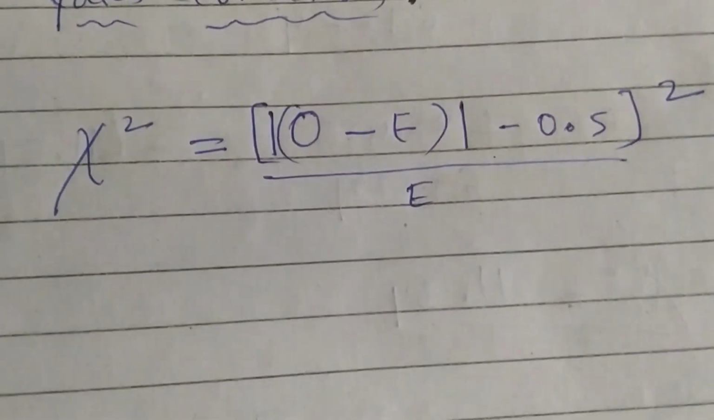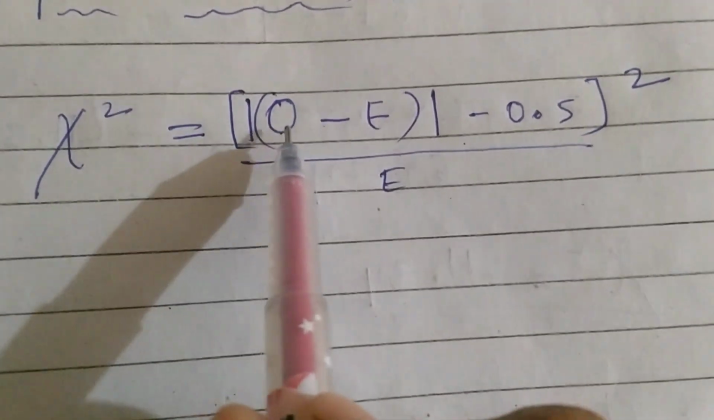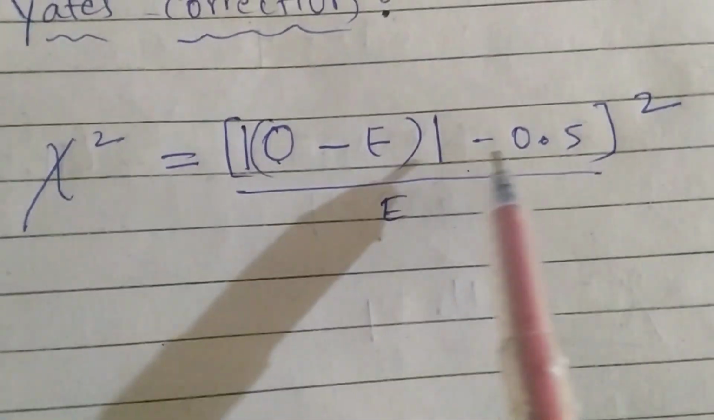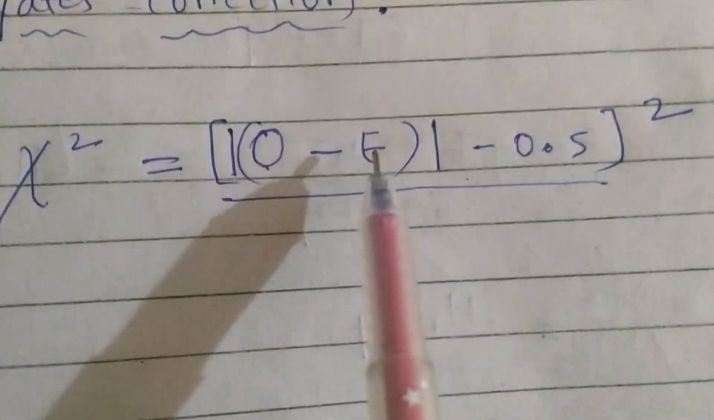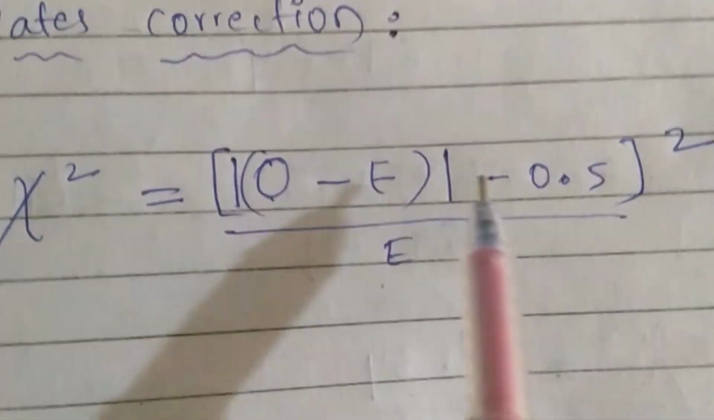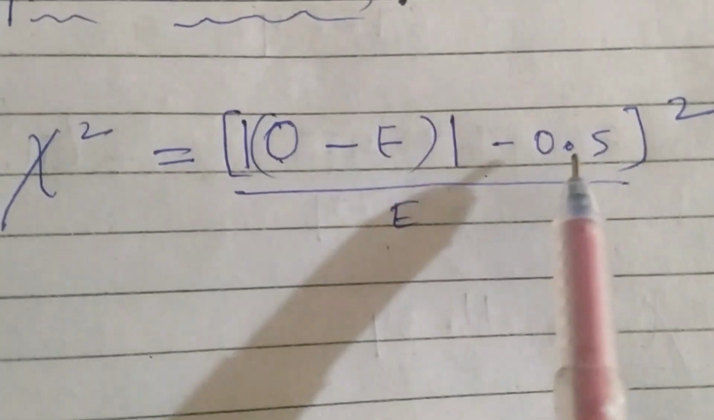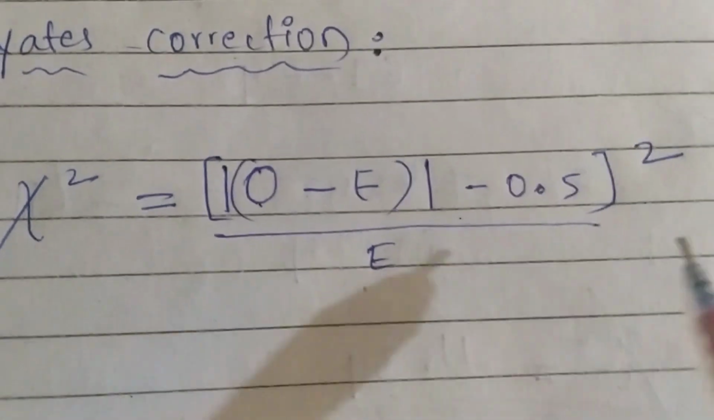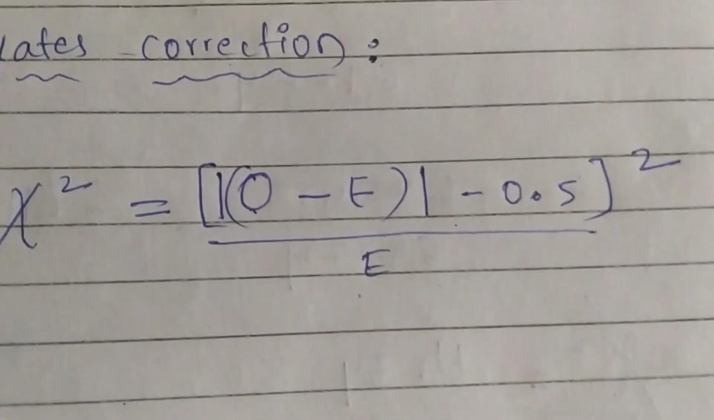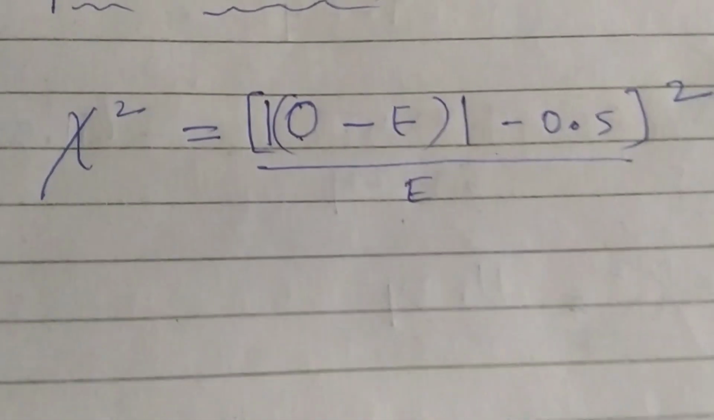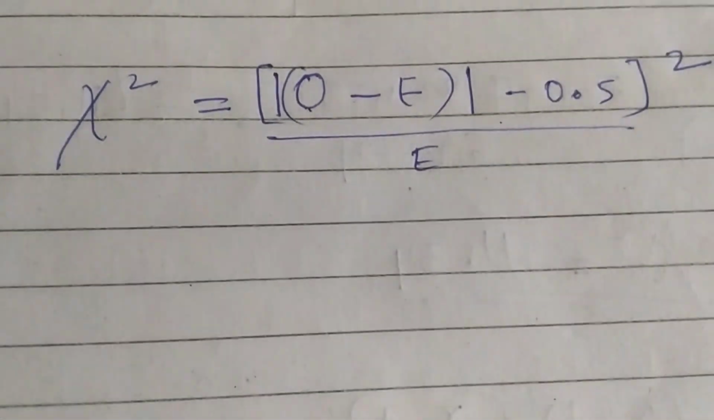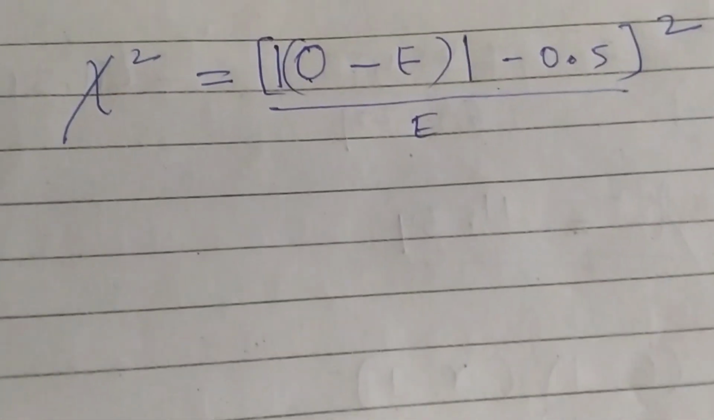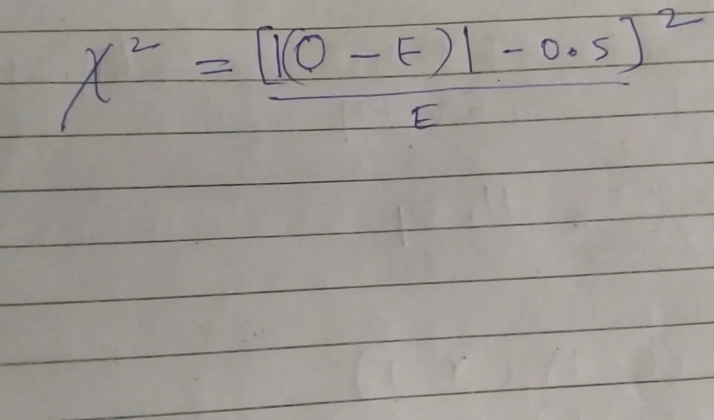What we have to calculate is, first we look at the observed frequency, followed by the expected frequency, and then we subtract the expected frequency from the observed frequency, and again subtract 0.5. Then we square the whole thing and divide by E. The last step is summation, which means adding all those calculated observations, and that is nothing but our Yates correction final chi-square answer.